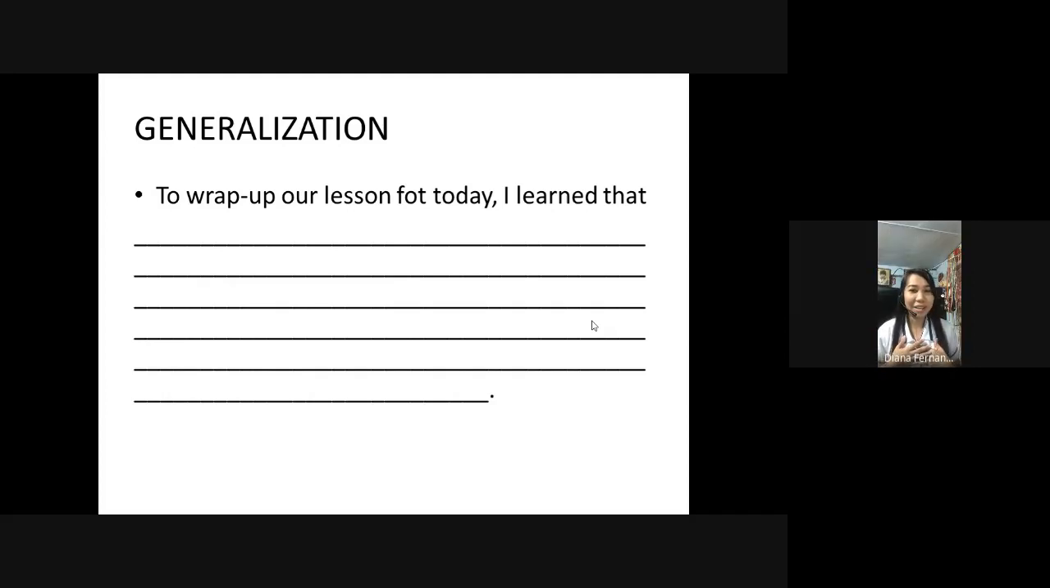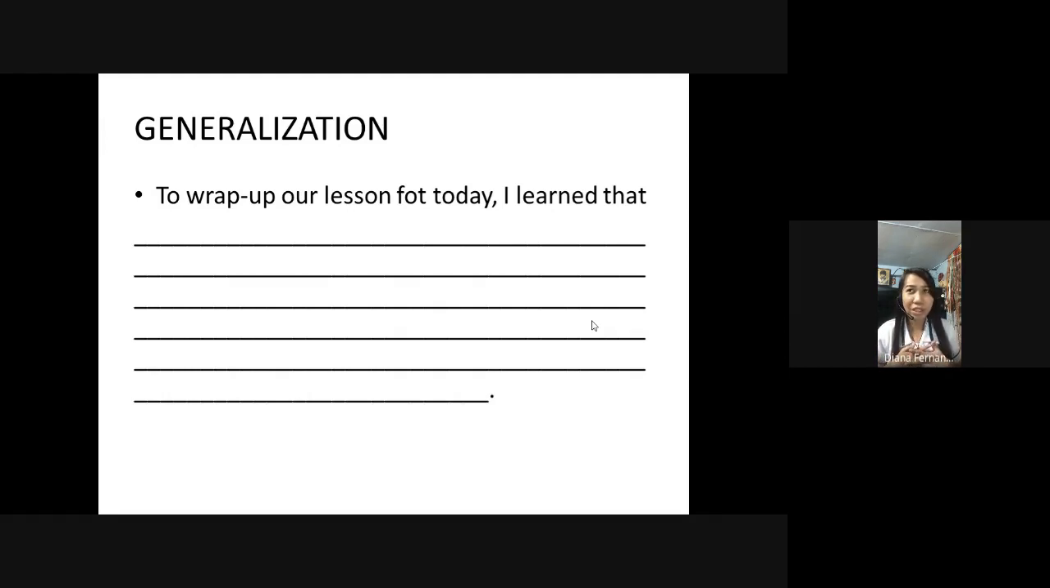Energy. What is energy? Energy is the ability to do work. What are the two common forms of energy? Potential, which is stored energy, and kinetic energy.